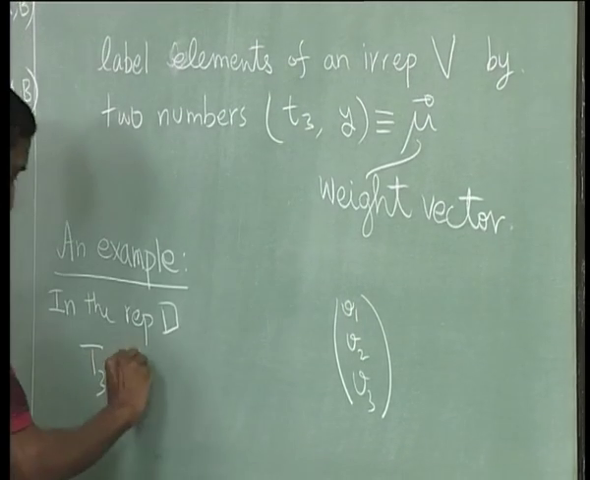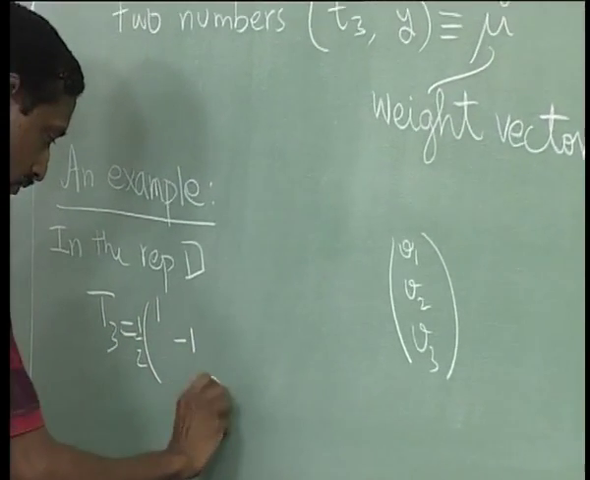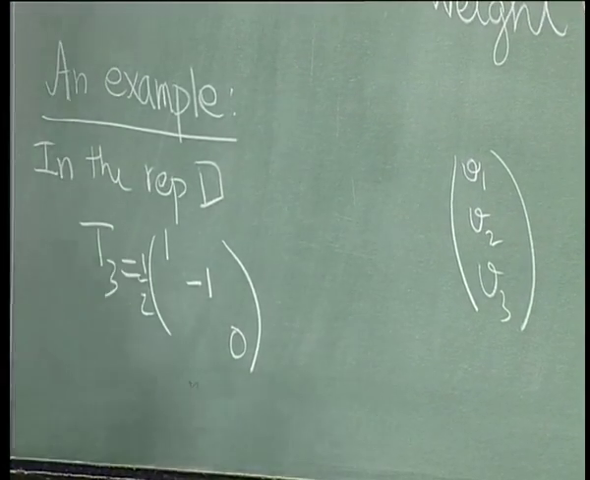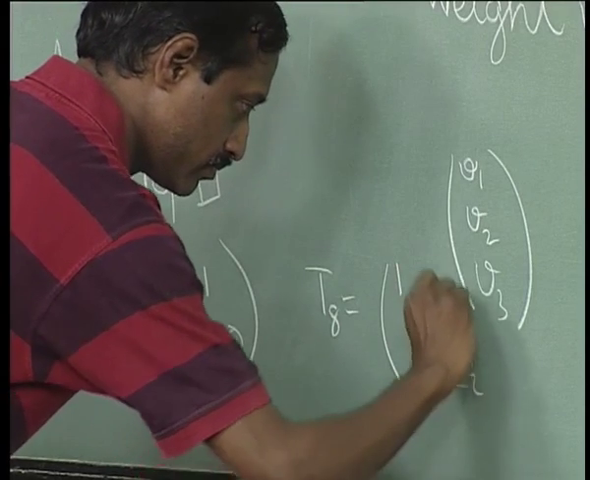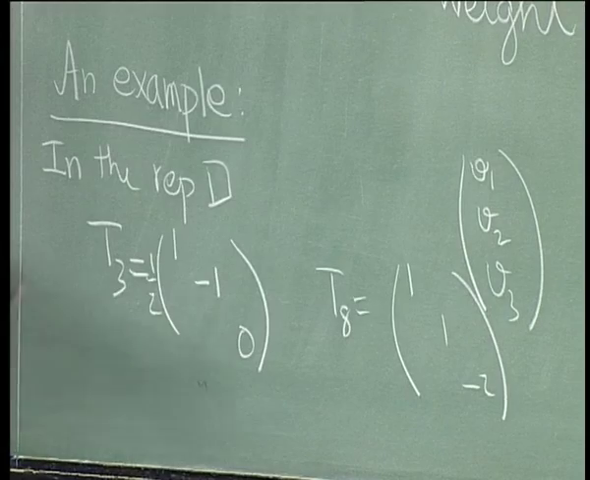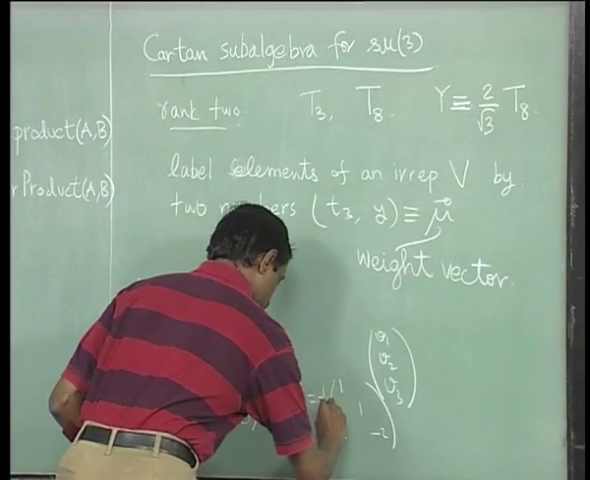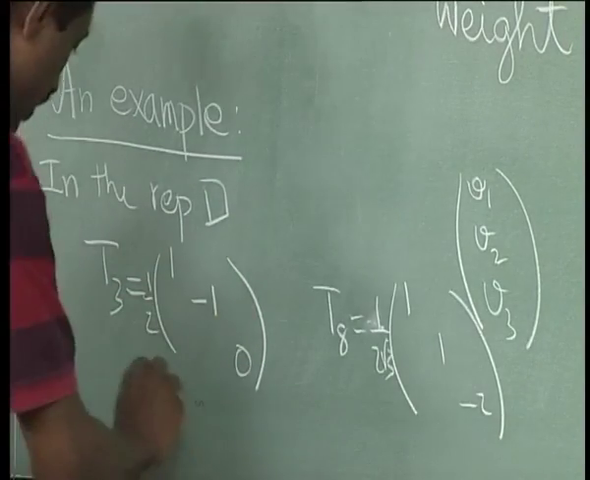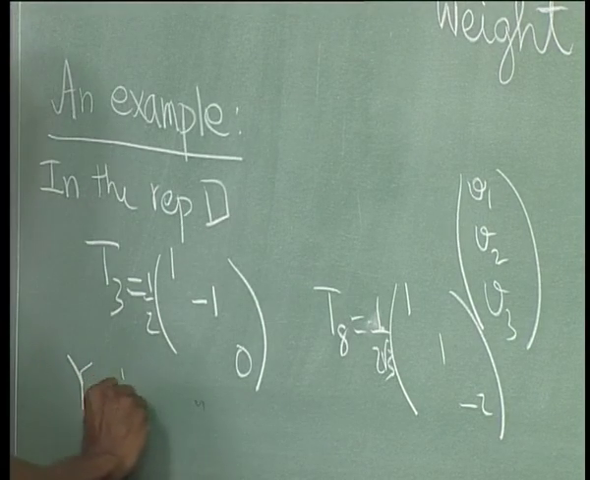T3 was just 1 half of this, 1 minus 1 0, and what was T8? 1 1 minus 2 and 1 over 2 root 3. Sorry, it is 1 by 2 root 3, is it? T8. So then Y would be 1/3 of this.